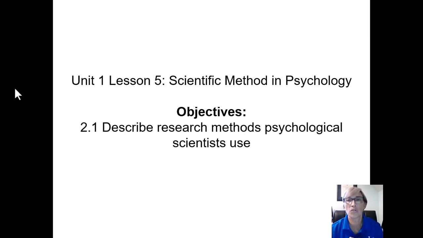So we have just described research methods. That is the scientific method in psychology, and we'll get into what sort of methods they use to apply scientific research methods in psychology later in Unit 1.